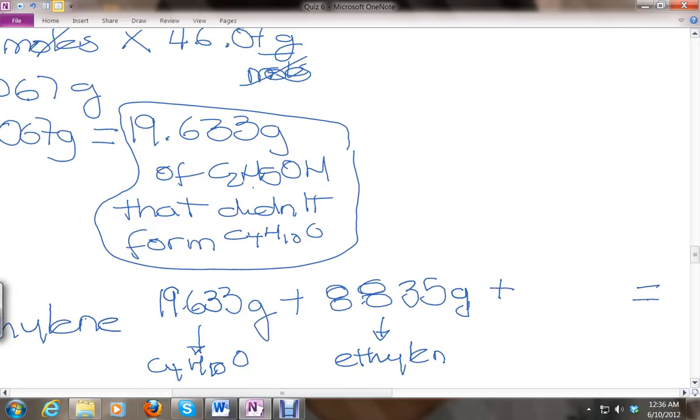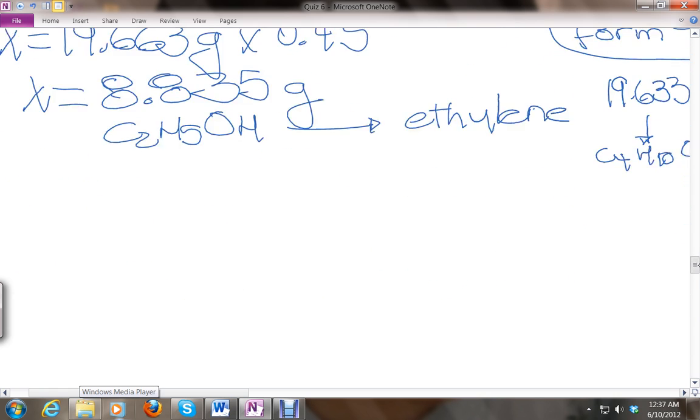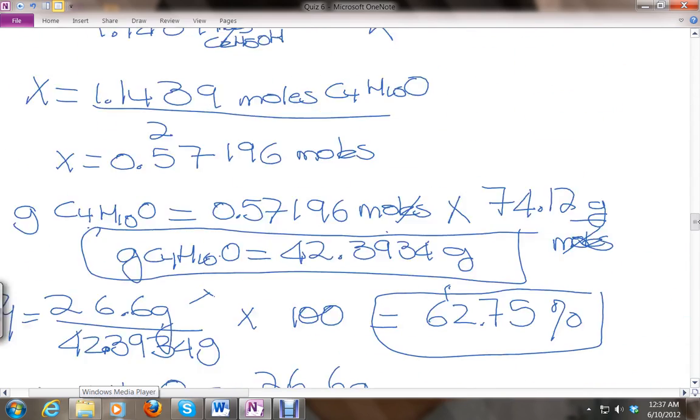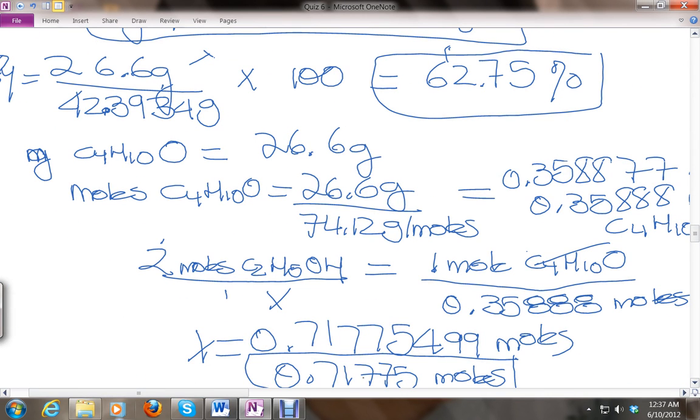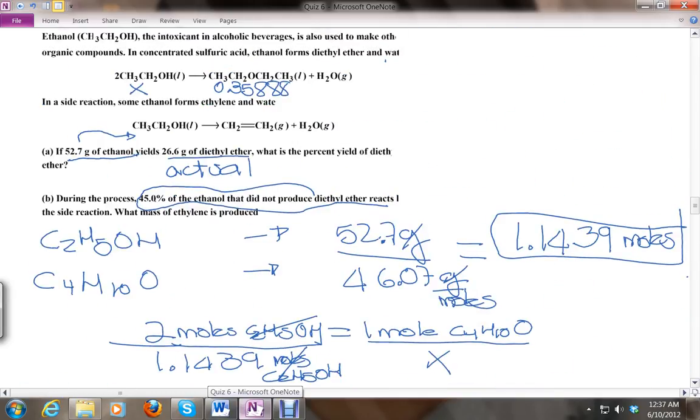So everything has to be equal to 52. So if you add 8.8 and 19.633, well, it doesn't matter how much, just subtract it. It has to give me everything total to 52. So now we know the grams of ethanol. Now we have to divide it by 46 to convert it, because what is the question on B? All that to get to here: what mass of ethylene is produced?